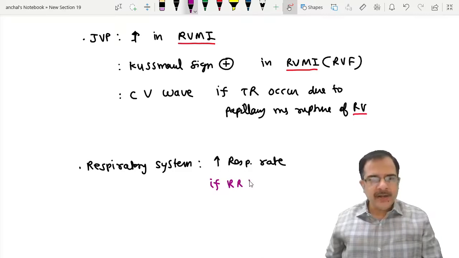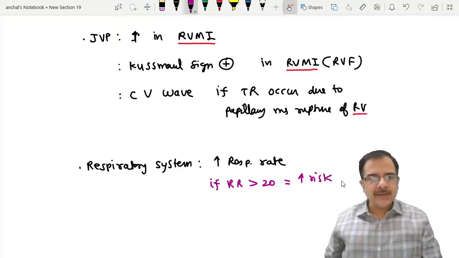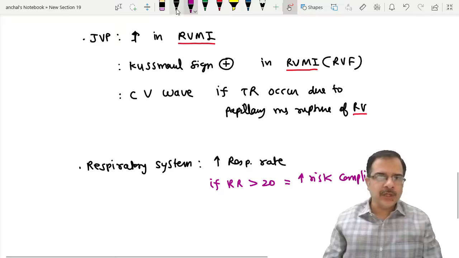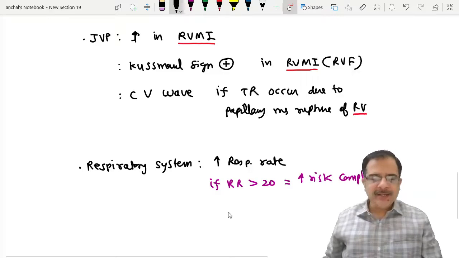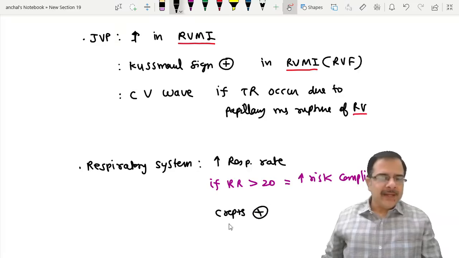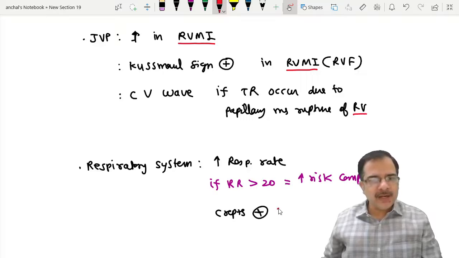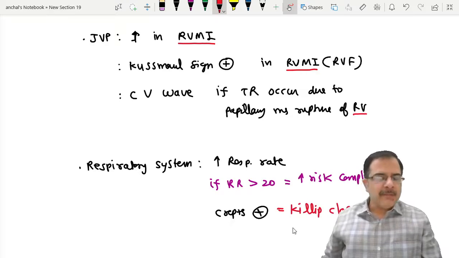If the respiratory rate is more than 20, it is associated with a high risk of mortality or a high risk of complications, poor prognosis. And when we auscultate, there will be crepitations positive because of pulmonary edema, and these crepitations are the basis of Killip class for MI prognosis.